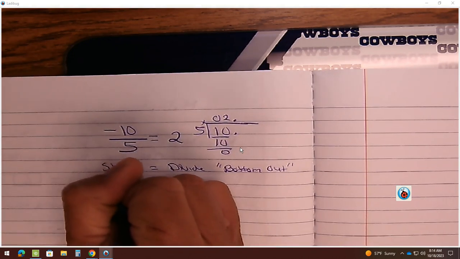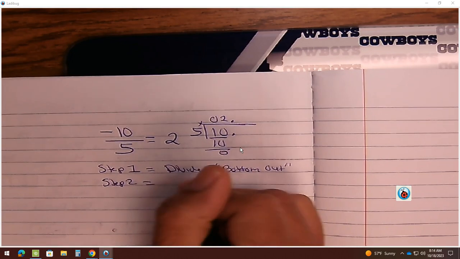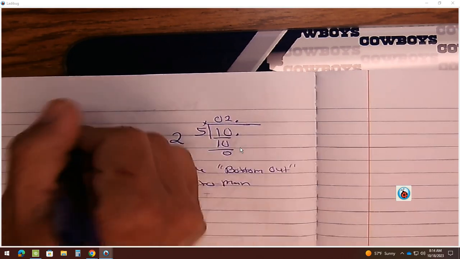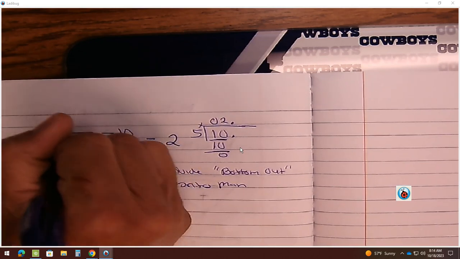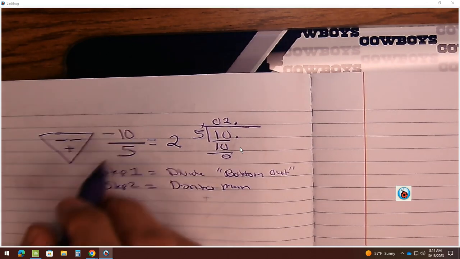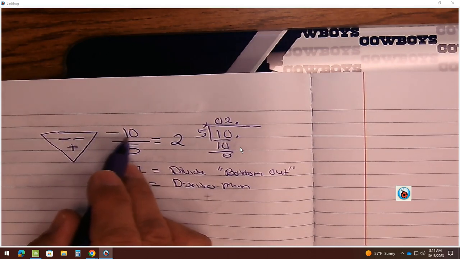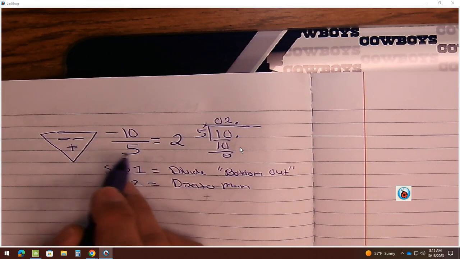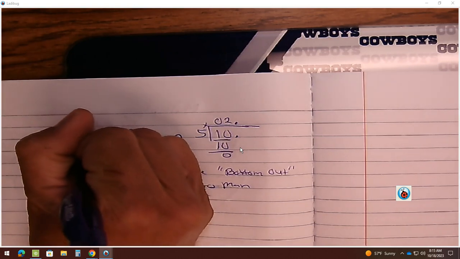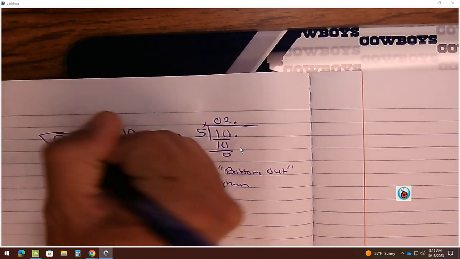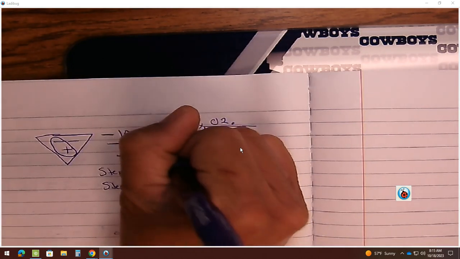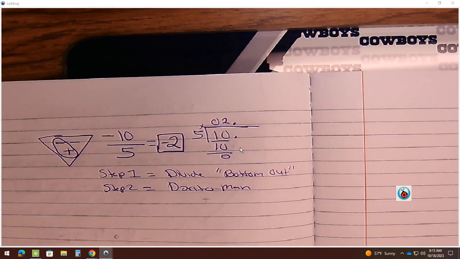What do you think step 2 would be? Dorito Man. Yes. So we're going to draw Dorito Man right here. Put the eyes in the nose. And check what you have. What do you have on the top? Negative. On the bottom. So who are you going to circle? So this time I'm going to circle this on purpose, this other two, so you can see it doesn't matter. What's the answer? Negative 2. Questions?